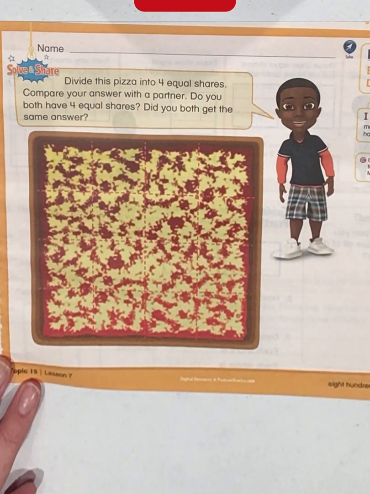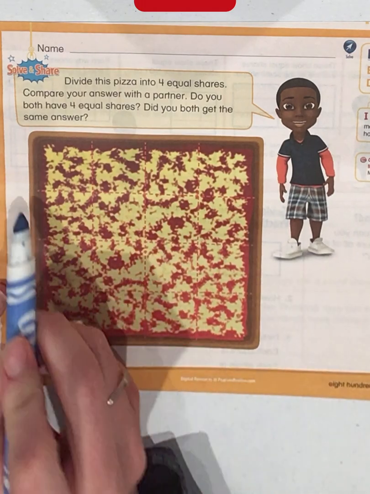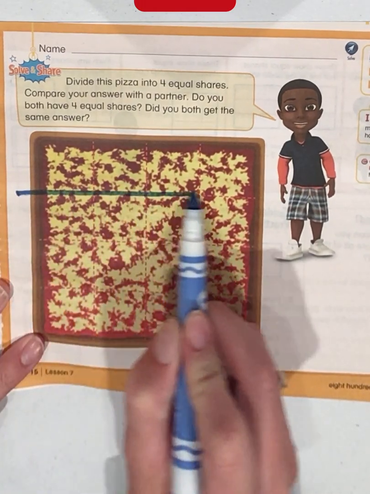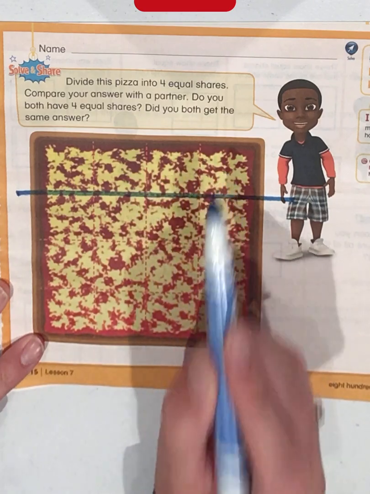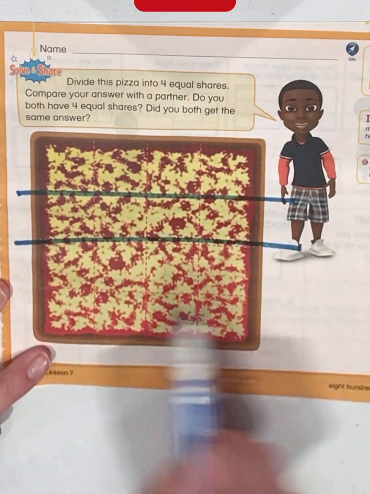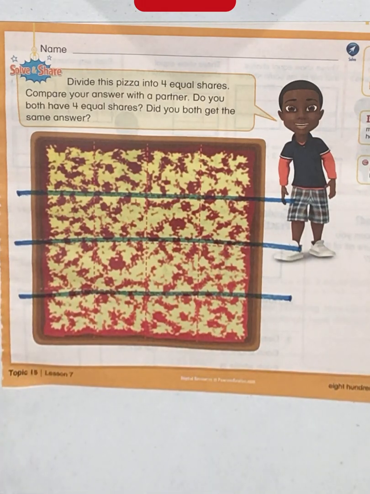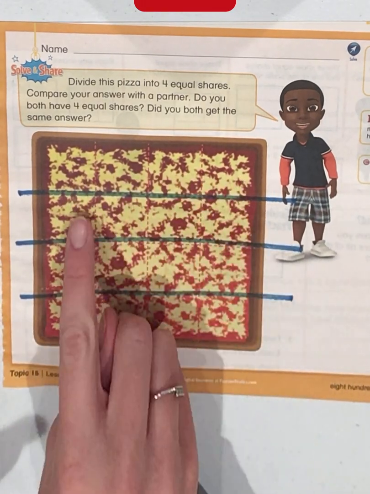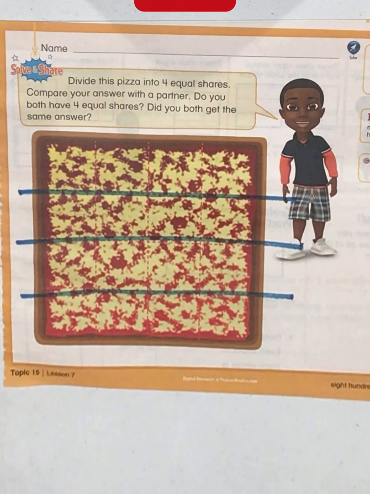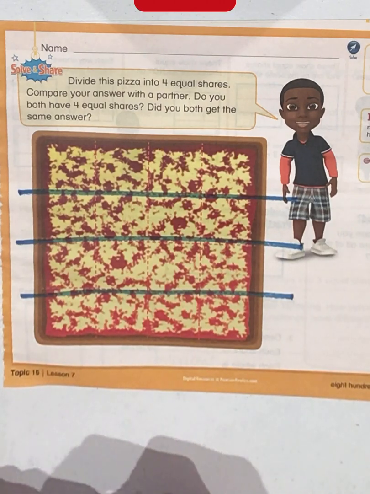Okay? And if I did that, one row would have 4 pieces. Okay? So each of my 4 shares has 4 small squares inside of it. Okay, that's how I know they're equal, because they have the same size or the equal amount of small squares.